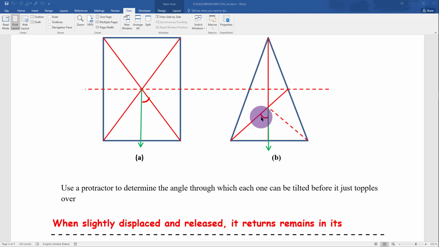If you are to use a protractor to determine these two angles, this one and this one, you will find that this angle is larger than that angle. Again, confirming that the triangular lamina is more stable than the rectangular lamina.